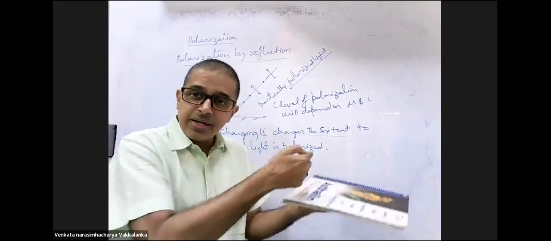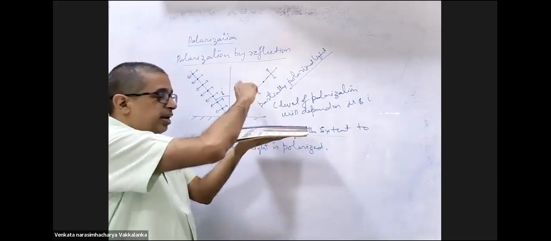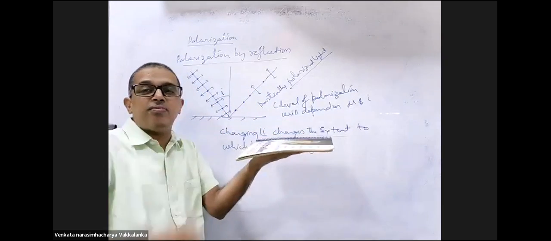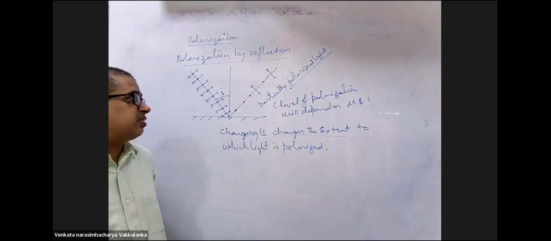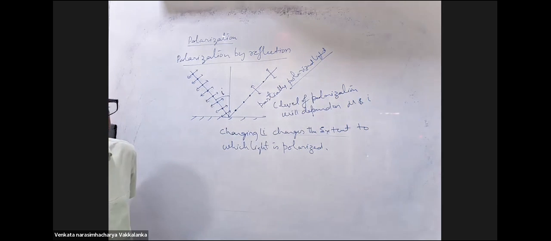Kya matlab? That direction of polarization, that direction of the field vector, which is parallel to the reflecting surface. After polarization, the light gets polarized such that the field vector parallel to the reflecting surface will survive.